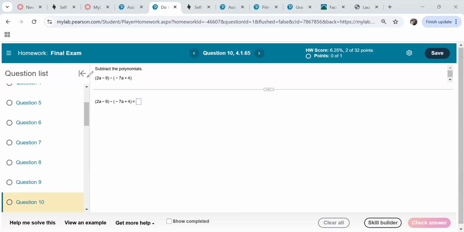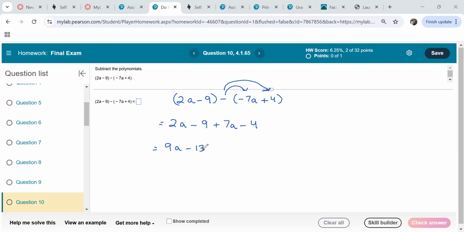So polynomials, adding, subtracting, all we were doing is really combining like terms. So if we have 2a minus 9, and then I'm subtracting the polynomial -7a plus 4. Remember, we got this negative here outside the parentheses that needs to distribute. So this is just 2a minus 9 plus 7a minus 4. Now we combine like terms. So we got 2a and a 7a. That gives me 9a. I got a -9 and a -4, -13.